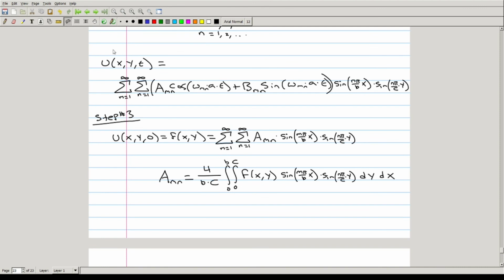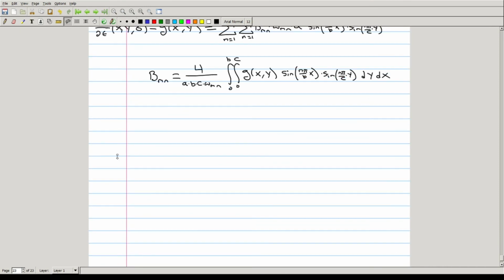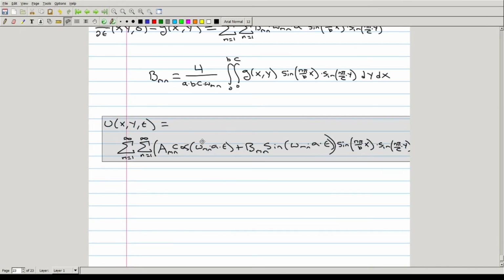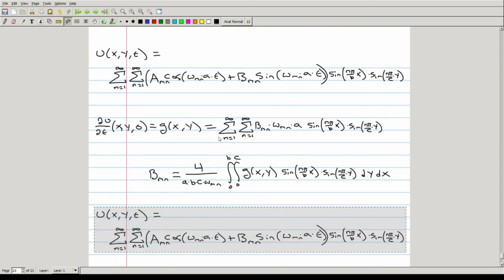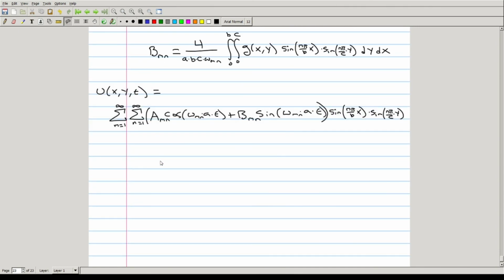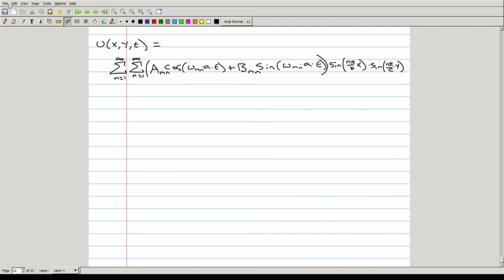And there you have it. So this is the general solution to the wave equation, as long as f and g are nice enough functions to guarantee that these Fourier series are uniformly convergent. So let's go through and look at a specific example or two.